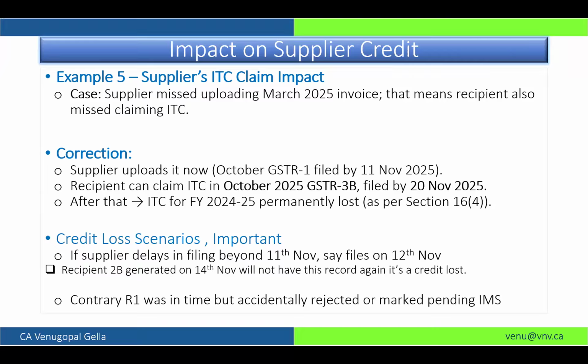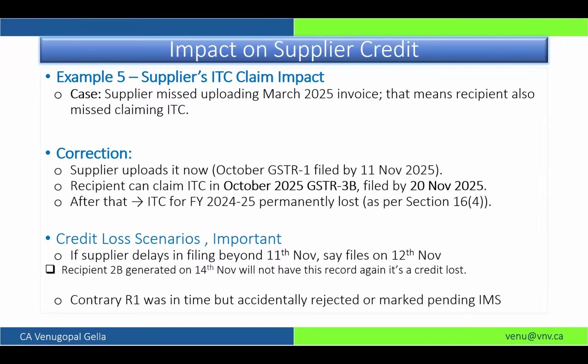When they upload, when we say they're uploading in October, a return filed in November, you also need to ensure that the definition of 30th November is changing to 11th November. If they're filing it by 11th November, it would be visible in your current month IMS and you can take the credit. Assuming they're filing, let's say, on 12th November, that means even the definition of 30th November is of no good because it is not visible in your IMS.